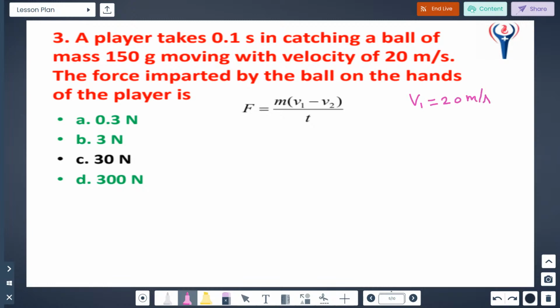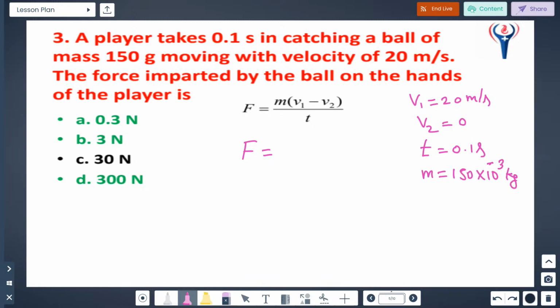V1 is 20 meter per second and V2 is 0. And time is given, 0.1 second. Substitute this here. Then F equal to, M is also given, 150 gram. M equal to 150 gram, convert into kilogram, 150 into 10 power minus 3 kilogram.